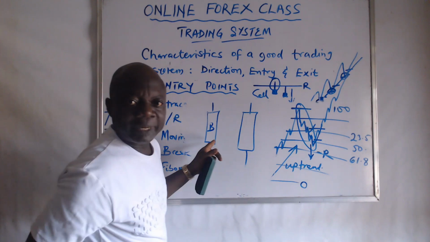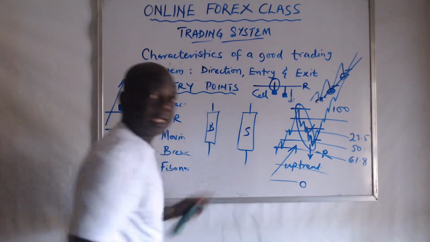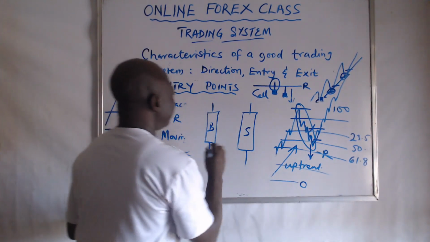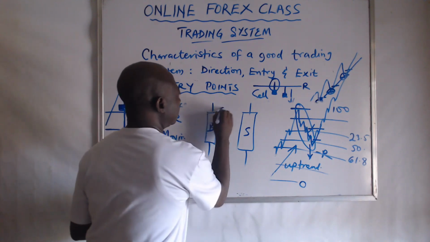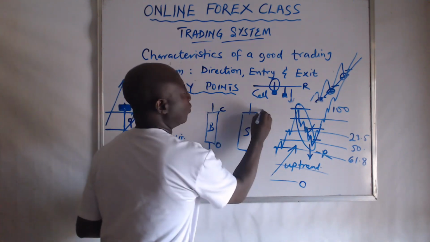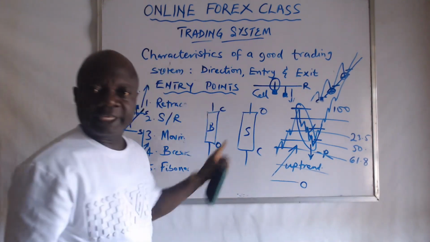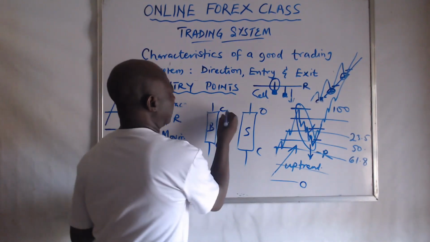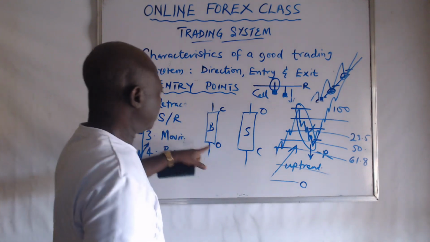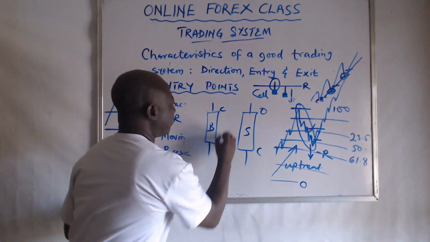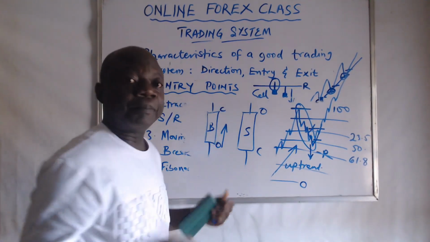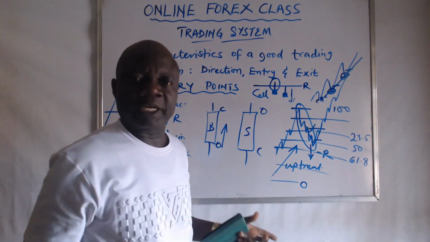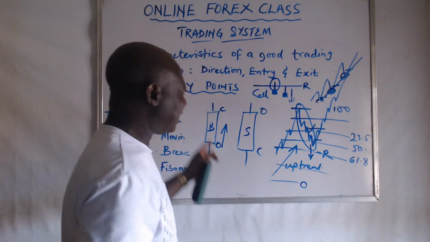Let's assume this is our buy candle, this is our sell candle. Now, buy candle opens here, closes here. Sell candle opens here, closes here. So now, when the market opens here and is going up, that means the buyers are the ones in charge of the market, especially that section.